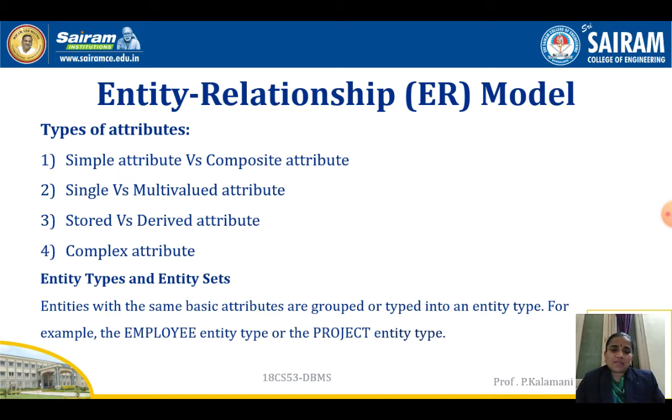The next one is complex attribute. A complex attribute is a combination of composite and multi-valued attributes. For example, one student may have more than one address, and in each address he may have more than one contact number. Address itself is a composite attribute, because we can divide it into street number, city, state, pin code and so on. And each address has more than one contact number, that is multi-valued. So the combination of both is called a complex attribute.